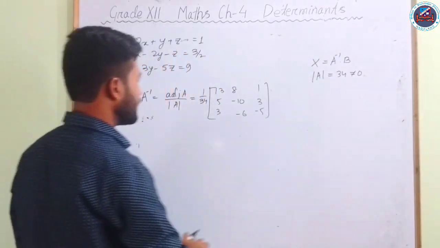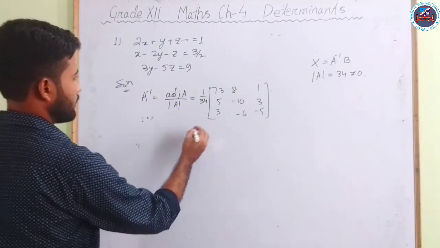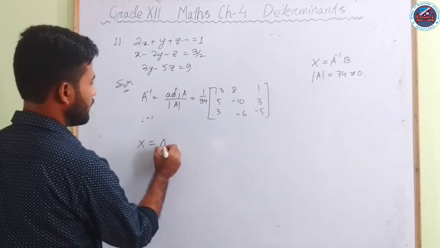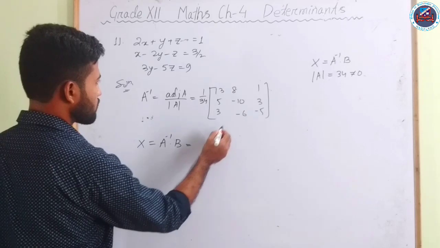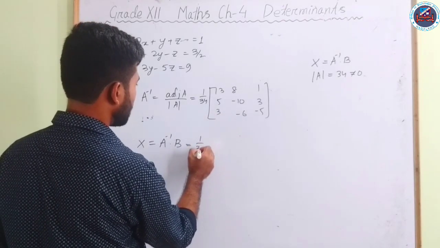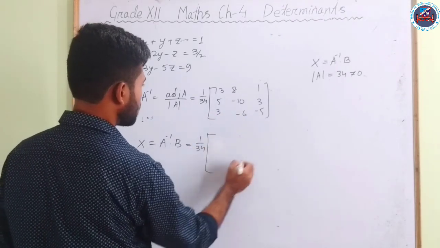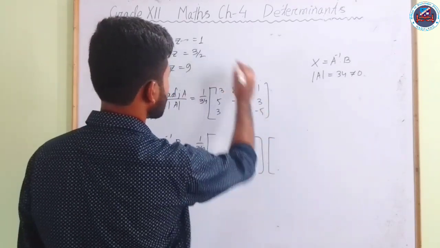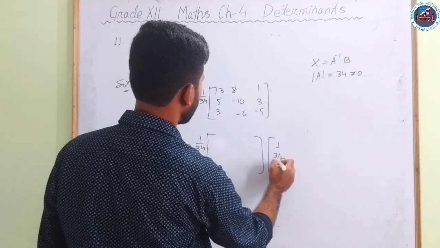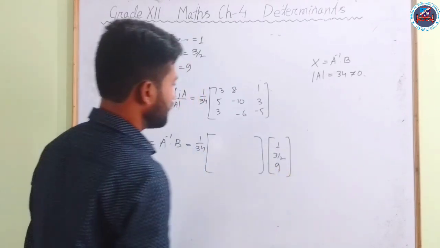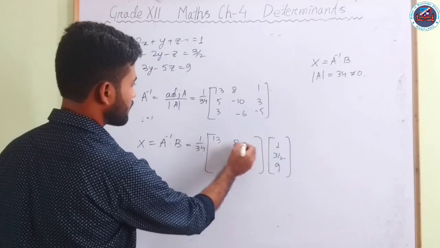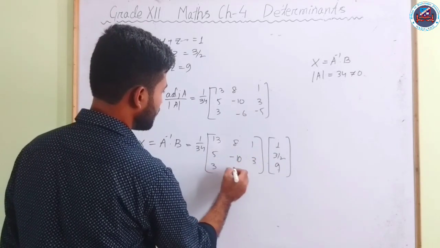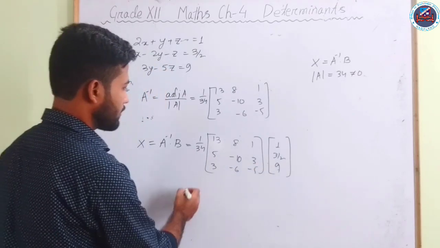Now to find x, okay, and what is our x? It is A inverse of B, so it will be 1 by 34 into the same matrix into B. And what is our B? It is 1 3 by 2 and 9. Okay, and if I write the elements here, 13 1 5 minus 10 3 3 minus 6 and minus 5.